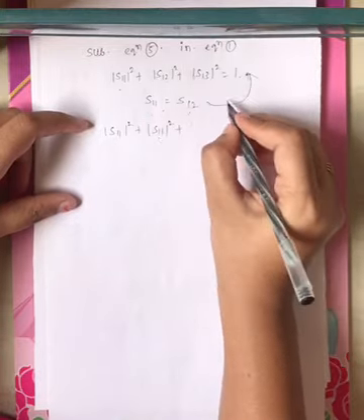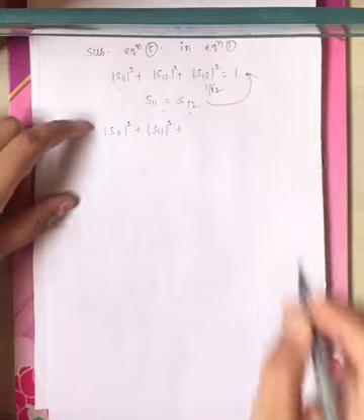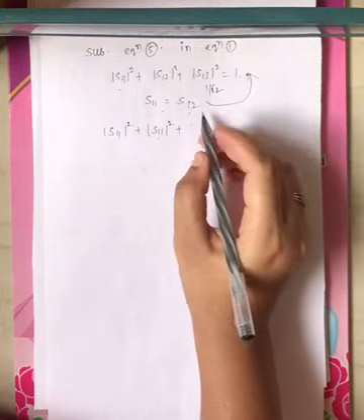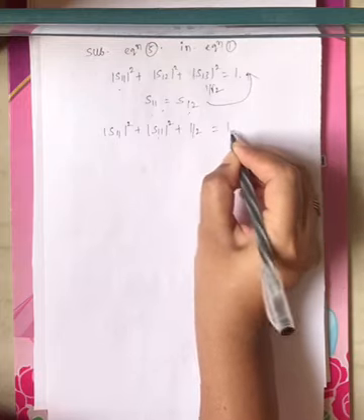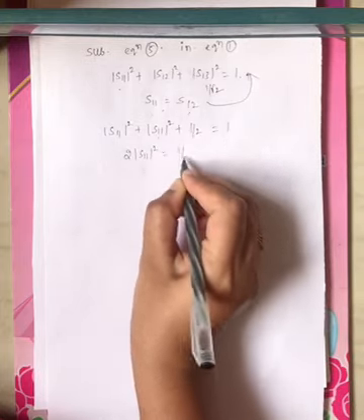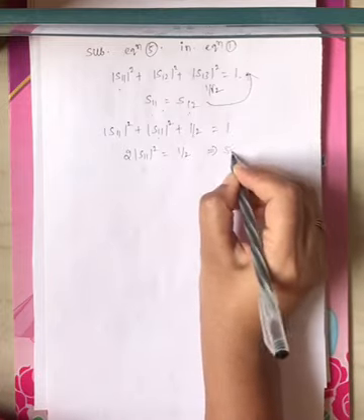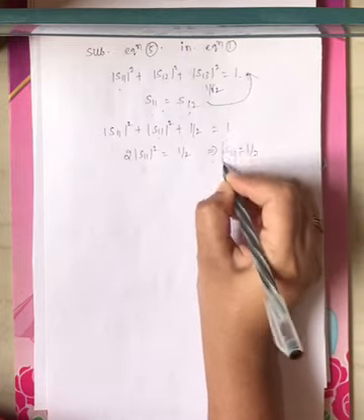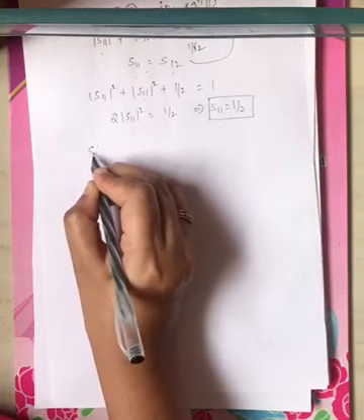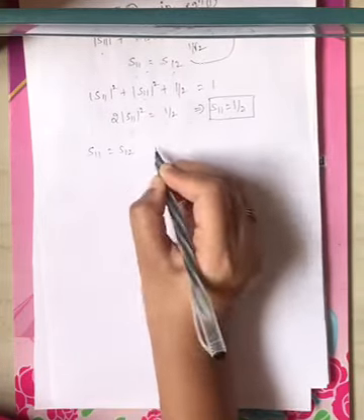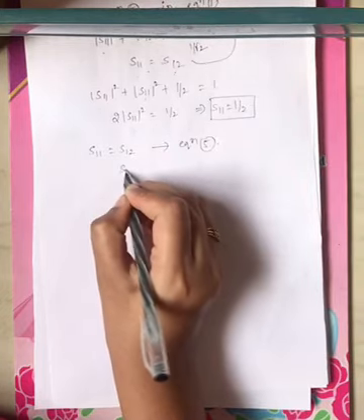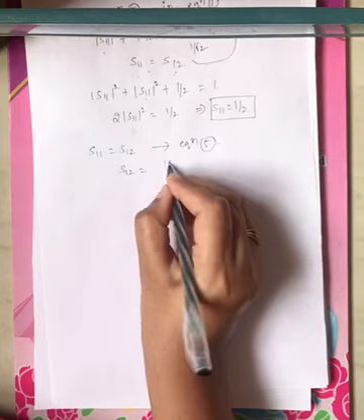Now what is the S13 value? 1 by root 2. 1 by root 2 square gives half. Now this equals 1. So 2 times mod S11 square equals half, and from this S11 comes out as half, right? Now S11 we got as half and S11 equals S12, which is equation number 5, so S12 is also half.